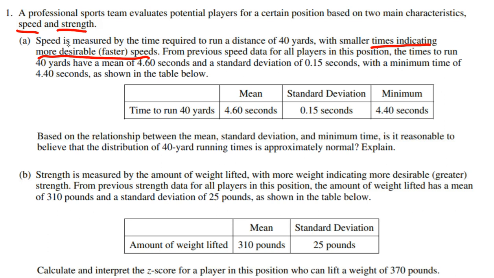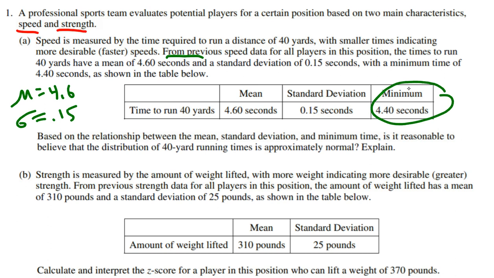They tell us that from previous speed data, we look at the next sentence there, starting right here. For all players in this position, the times to run 40 yards have a mean of 4.6. So I'm going to write mu equals 4.6. And a standard deviation of 0.15 with a minimum time of 4.4. So here's the min they're telling us. Okay, so notice they don't mention the word normality here. I was looking for the word normality because then if I can make a z-score out of it, I can use normal CDF, but it doesn't say anything there.